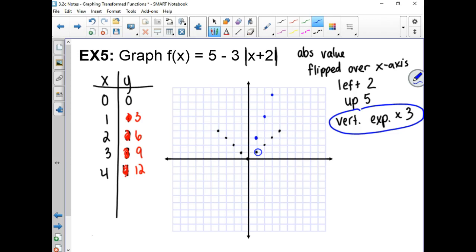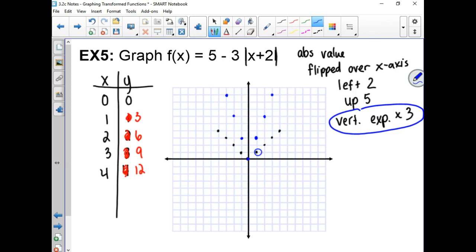All right, so you can think of that vertical expansion as a slope only for absolute value. It doesn't work for quadratics or cubics or anything like that. And then I'm just going to flip these points over the y-axis to get that. Any questions?